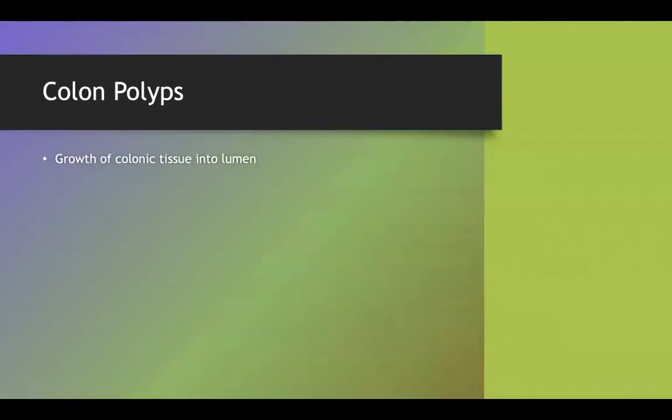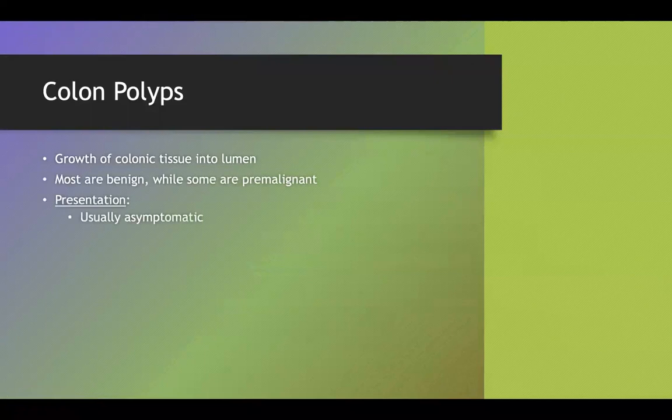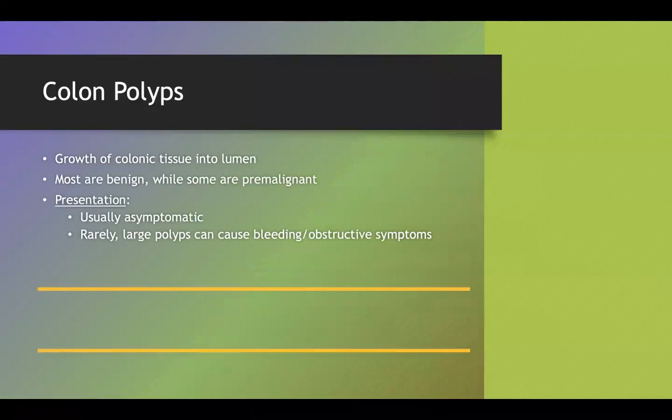So a colon polyp is just a growth of colonic tissue into the lumen. It's kind of like the opposite of diverticulosis in some ways, in the sense that it grows inward instead of out. Most of these polyps are benign, but you have to remember some are pre-malignant. It usually presents asymptomatic. It's often just caught on a screening colonoscopy. But sometimes larger polyps can cause bleeds or obstructive symptoms. And so if this is our lumen, this is what some polyps might look like, just popping out into the lumen.